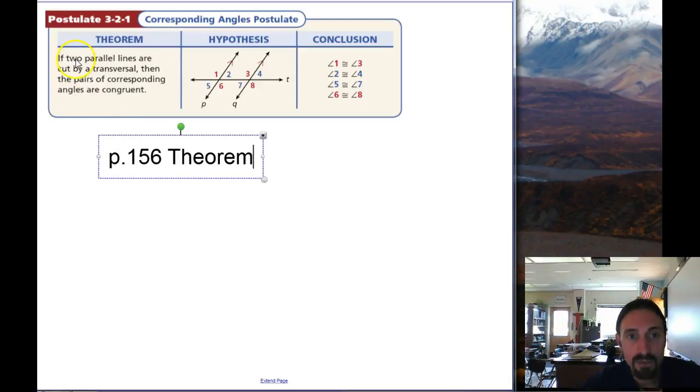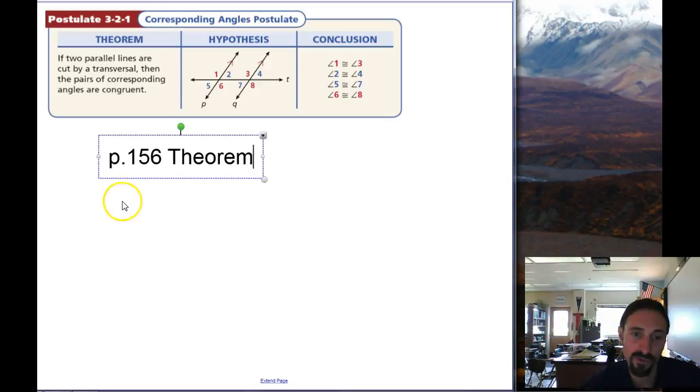So 3.2.1, the corresponding angle postulate, and the next ones have to do with alternate interior angles are congruent, alternate exterior angles are congruent, and same side interior angles are supplementary. So you're going to use those throughout the rest of the chapter and the rest of your lives on applying those concepts elsewhere. Let's try a couple more problems.